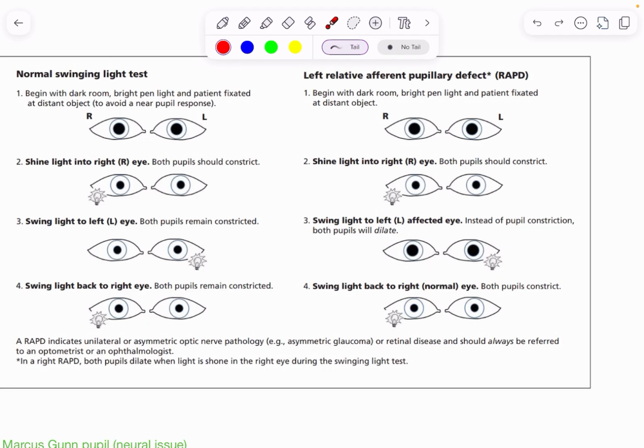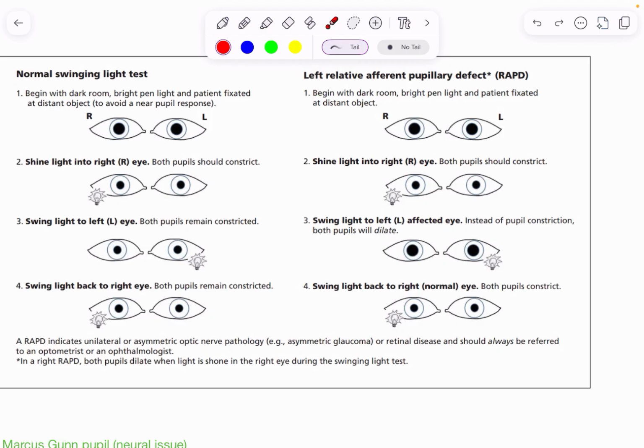But in this case, since we have a defect in the left eye, both of the pupils will dilate. Okay, why? Basically, with the RAPD, it's a relative afferent pupillary defect. Relative meaning when you compare it to the other eye, there's less input reaching the brain. So that's why it's going to dilate. Afferent meaning the input, by the way, which is the optic nerve.